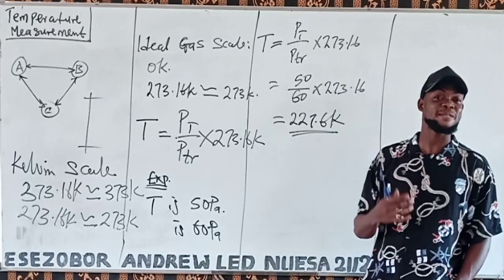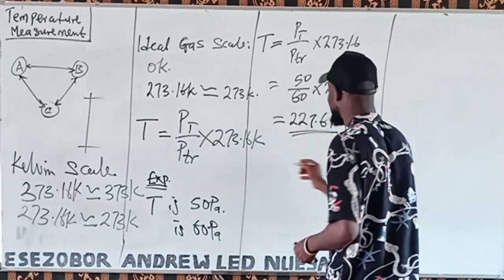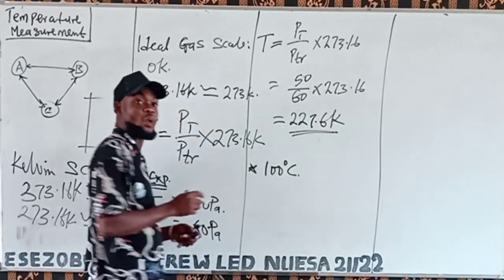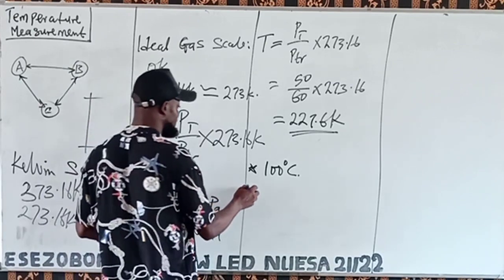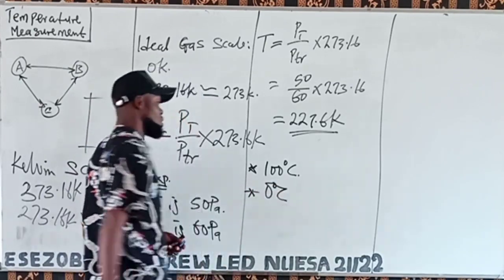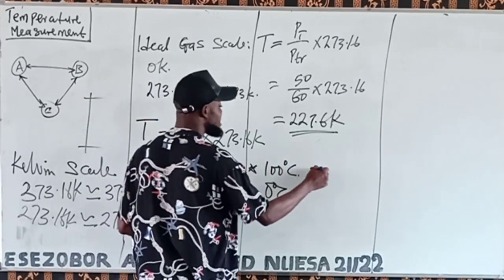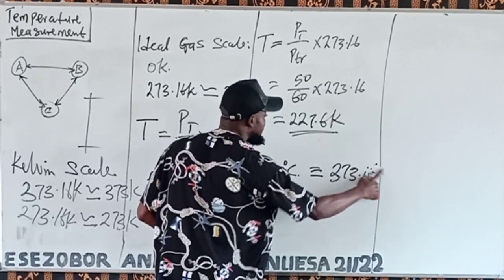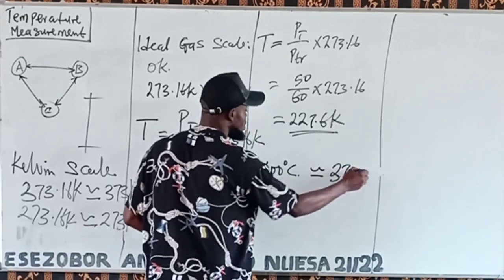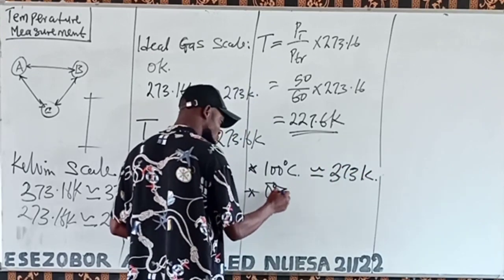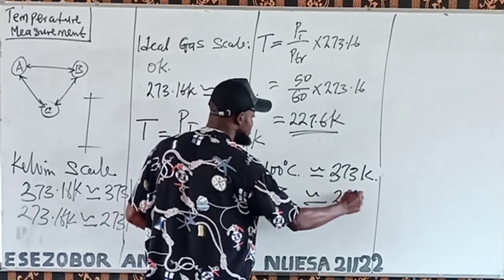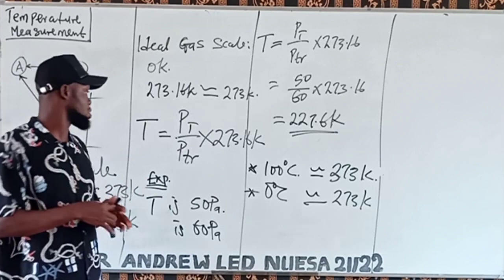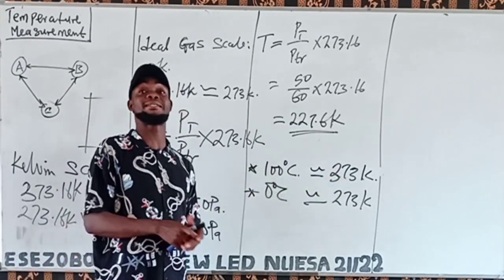The upper fixed point of this Celsius scale is 100 degrees Celsius, while the lower fixed point of this scale is 0 degrees Celsius. So that means 100 degrees Celsius is equivalent to 373.16 Kelvin, or approximately 373 Kelvin, while 0 degrees Celsius is approximately equal to 273 Kelvin. Why am I saying this? I'm saying this because the upper fixed point for this and this are the same thing.